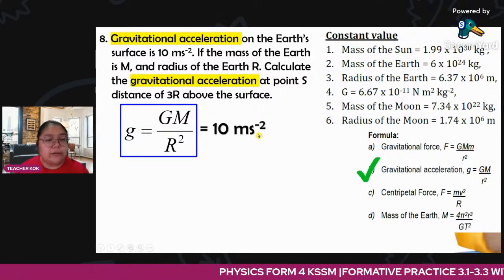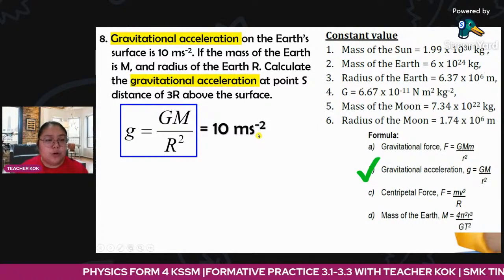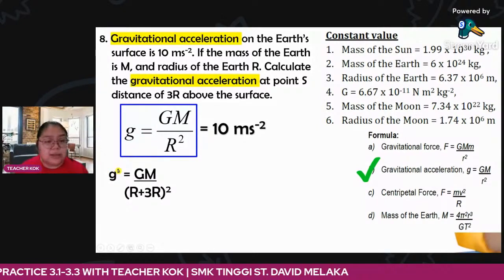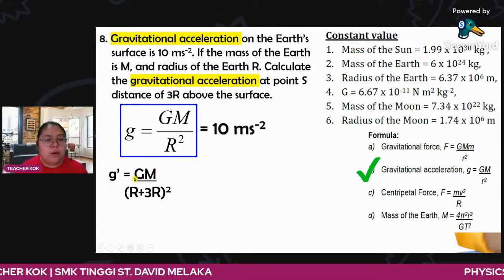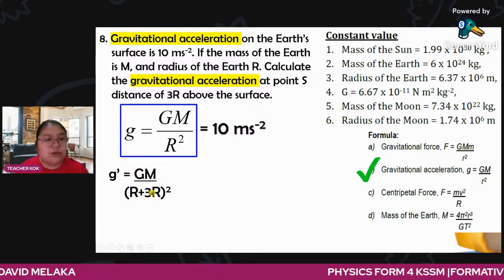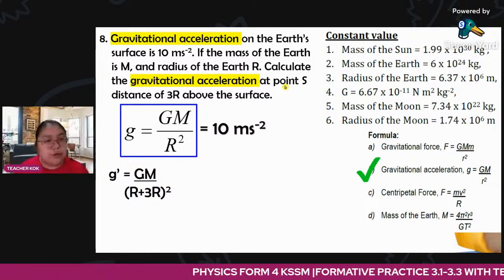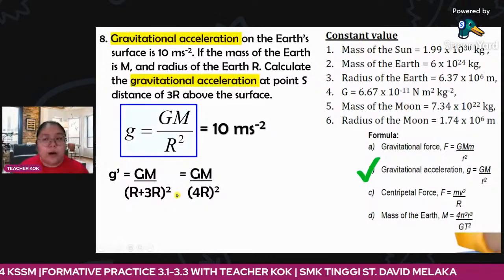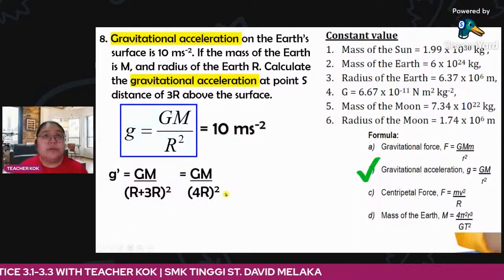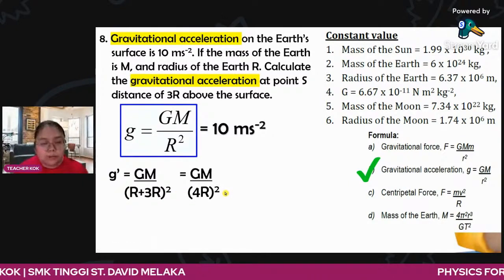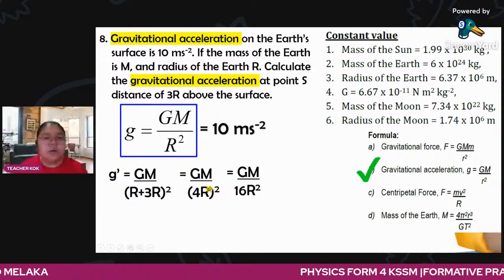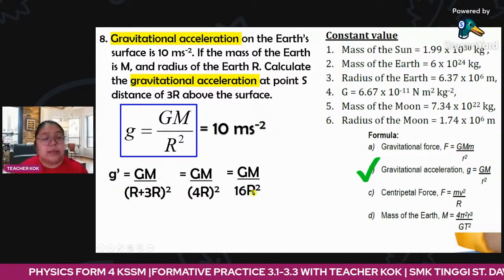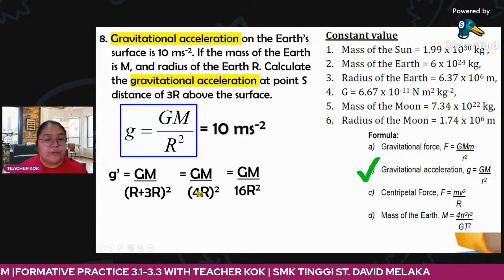Okay, this one they told you the gravitational acceleration is 10. From here, I need to show it. If I use G prime for the point X, what is the gravity there? So we just use GM over R plus 3R, squared. You need to add another 3R because the point is 3R away from the surface. So I continue: R plus 3R becomes 4R. Then this one is GM over 16R squared. Can you see the 16 squared? Because I put the square in, 4 squared becomes 16.